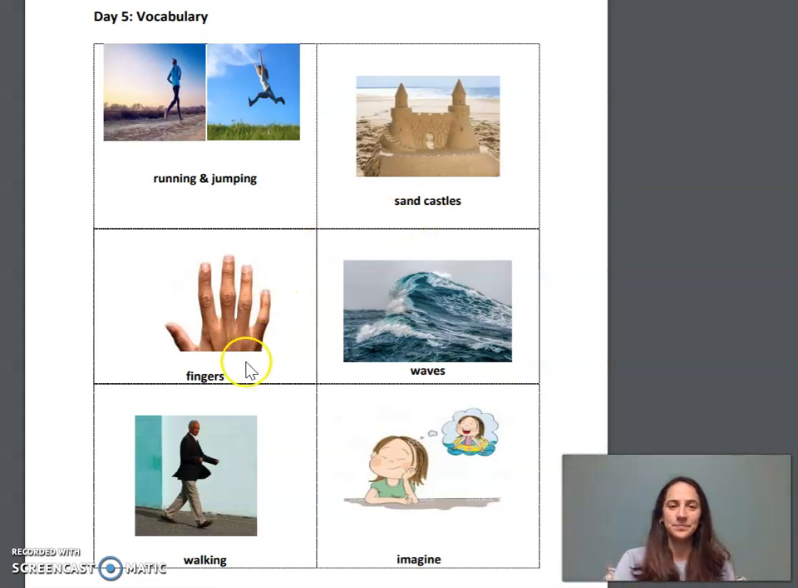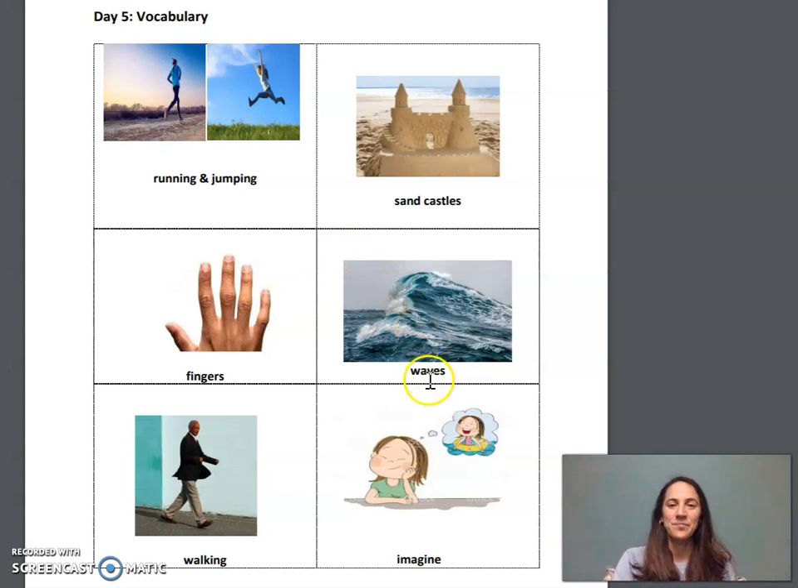Nice. In this picture, I see these parts of her hand. They are called fingers. How many fingers do you have? 1, 2, 3, 4, 5. 5 fingers. Repeat, fingers.